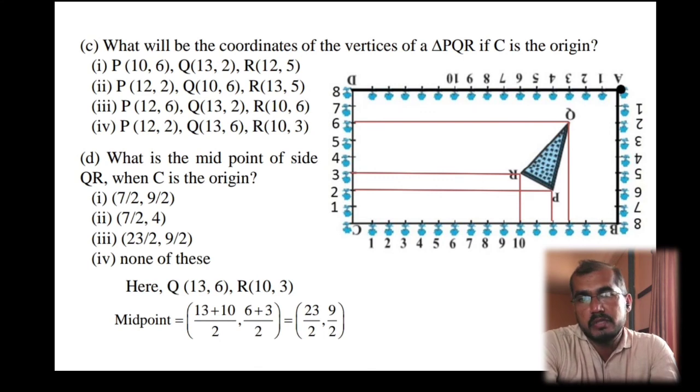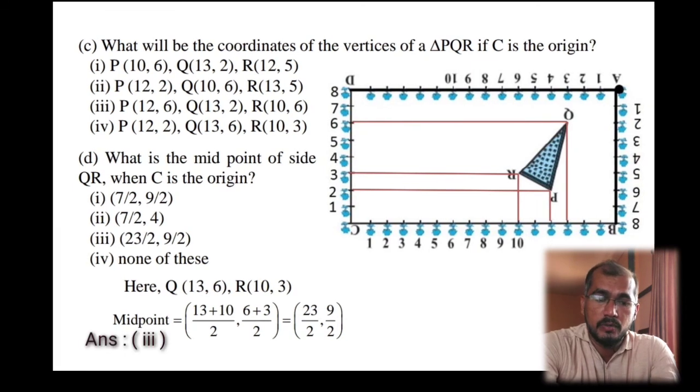Once again you have to use the same formula. It is (x1 plus x2) divided by 2 and (y1 plus y2) divided by 2. That's the midpoint formula. You all have studied it in coordinate geometry. Then substitute the values: 13 plus 10 divided by 2 and 6 plus 3 divided by 2. So the answer is 23 divided by 2 and 9 divided by 2. You will get which option is the correct option. Option number 3 is the correct option.